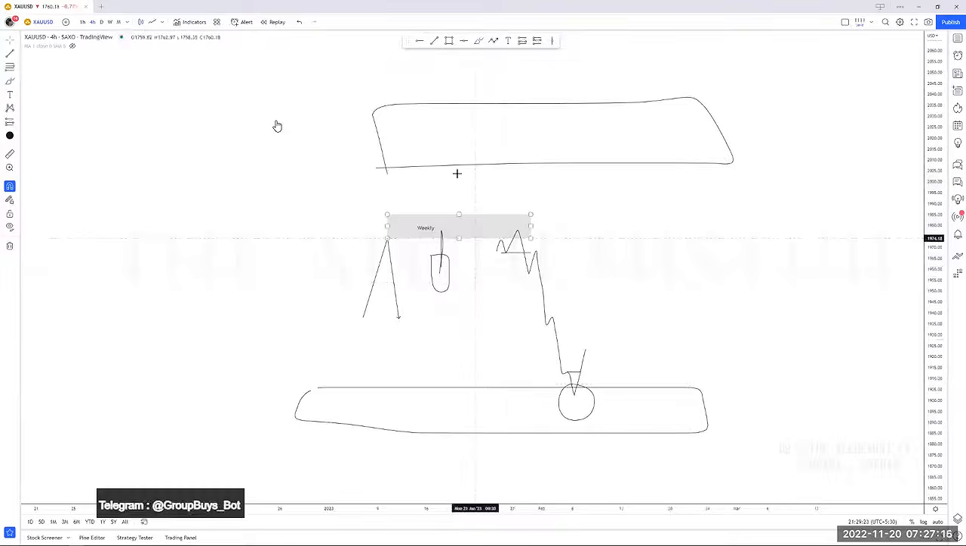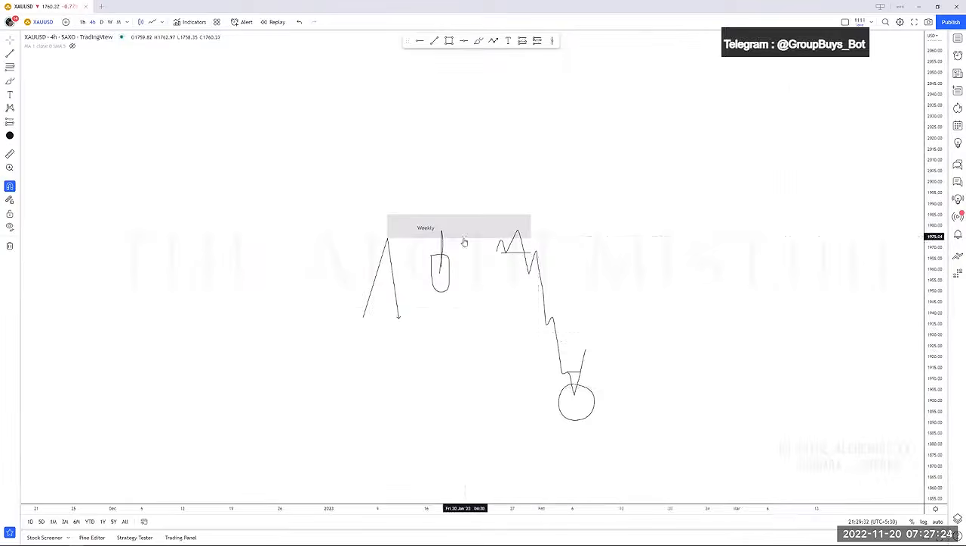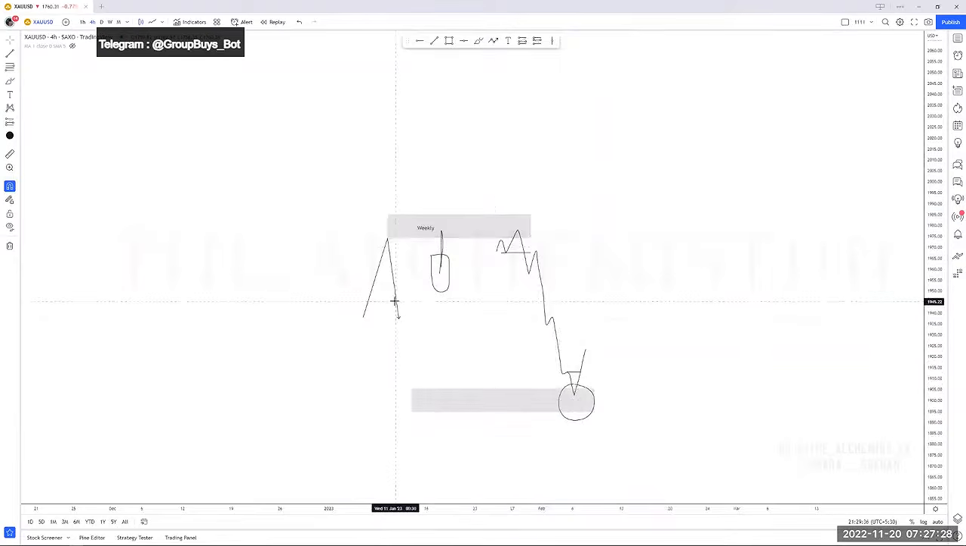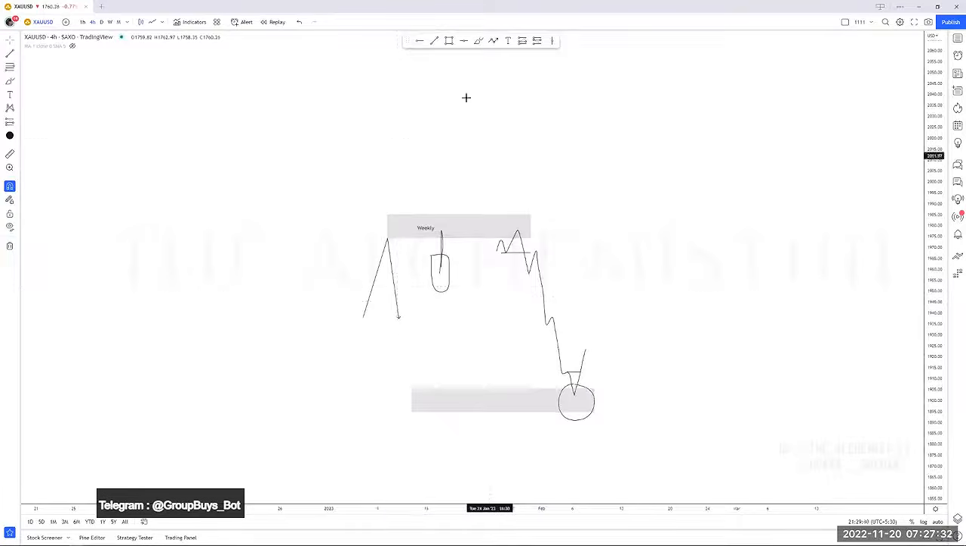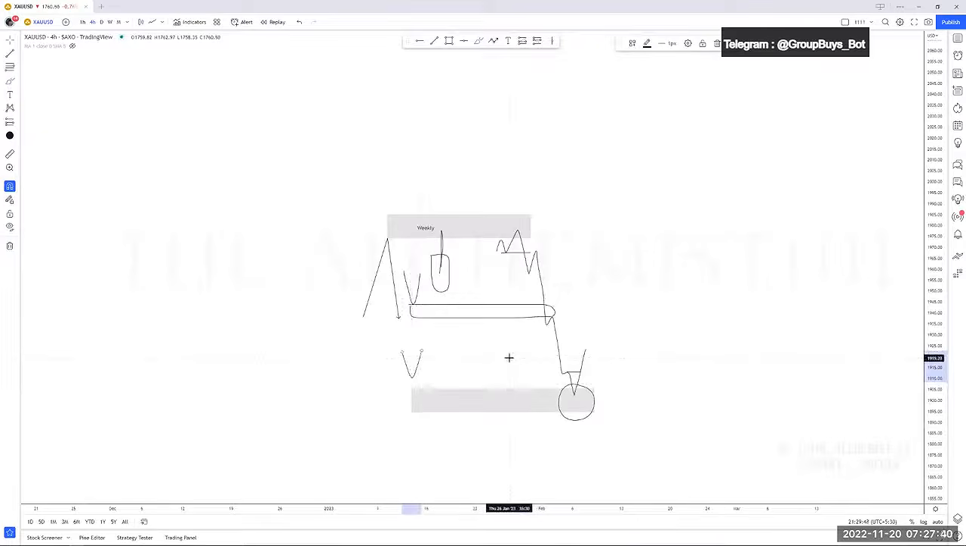So remember, once you identify the storyline, the next thing you should do is, one time frame lower, identify your obstacles. Let's say your weekly zone is here, the next weekly zone is here. You're not bothered about the 4-hour, you're not bothered about the 1 hour. You're only bothered about the daily. So you will be monitoring the daily right here, observing the daily for reaction.